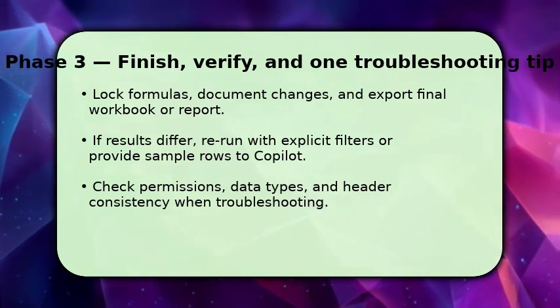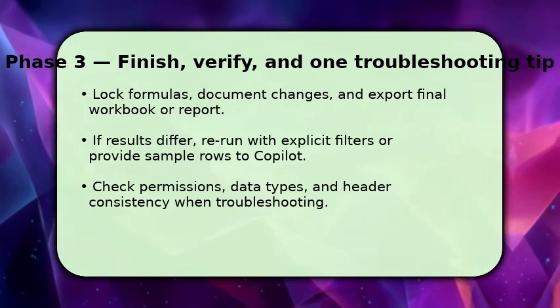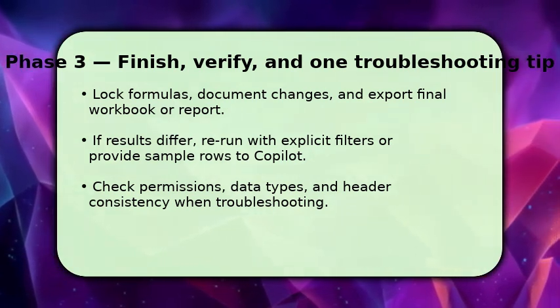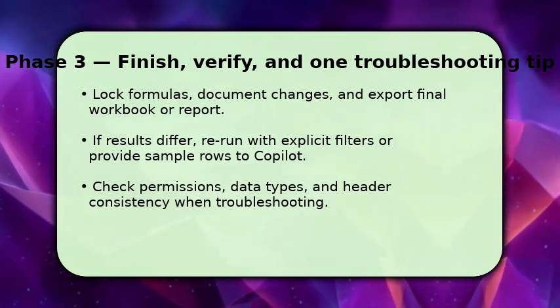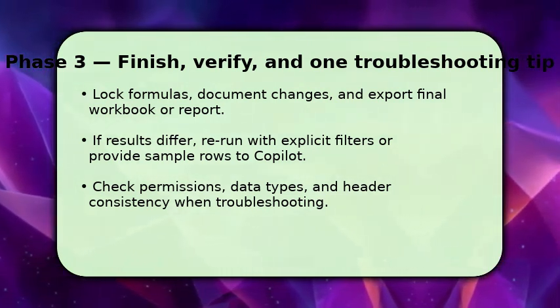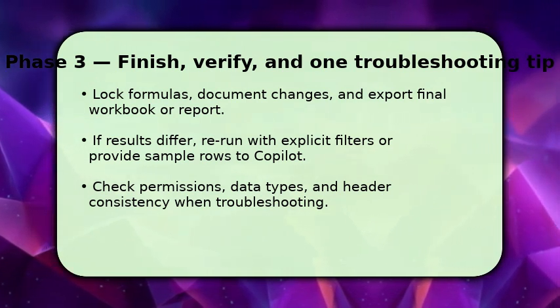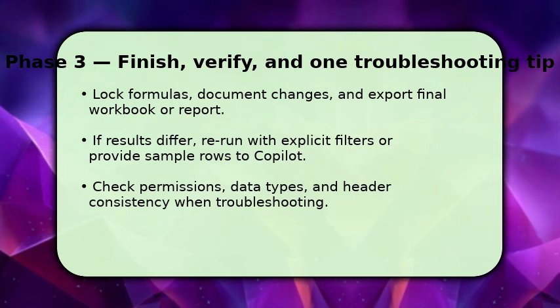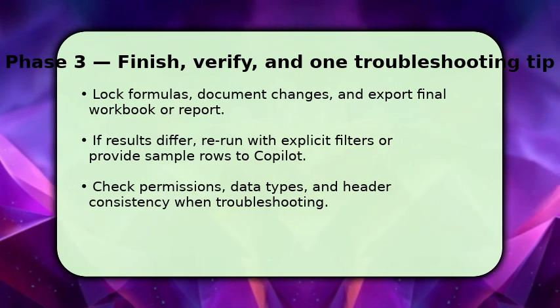Export the final workbook or create a PDF report and make sure headers and formats stay intact. If outputs are wrong, rerun the prompt with explicit filters or paste 2 to 4 sample rows showing the issue. Copilot learns from examples. Also, verify permissions, data types, and header consistency. Most errors stem from mismatched types or missing headers, so correct those and try.